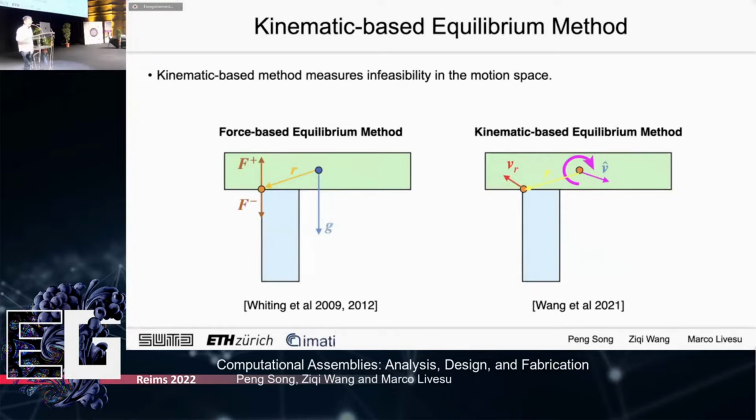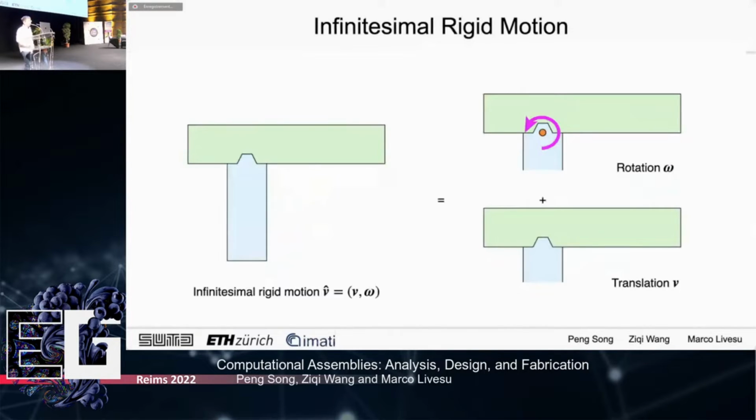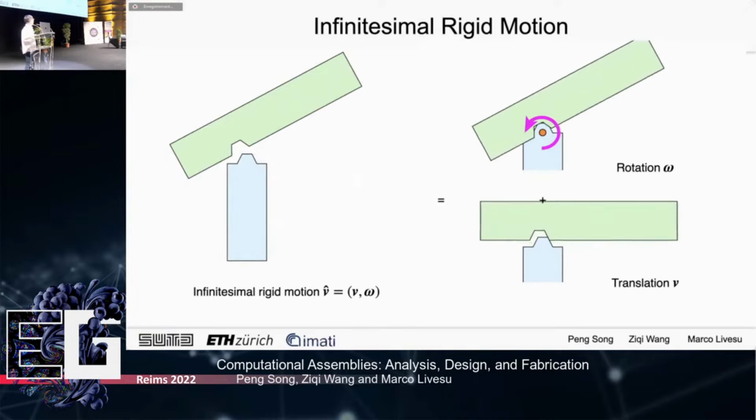Therefore, we consider another type of equilibrium method, which uses kinematics. The goal is to measure the green part's collision-free movement. We only consider the infinitesimal motion, which is composed of a rotational part and a translational part. So it has 3 degrees of freedom in this setup, but for 3D, it has 6 degrees of freedom.